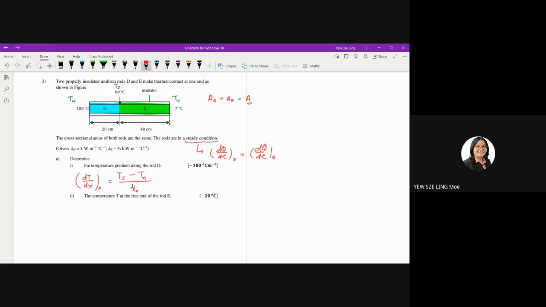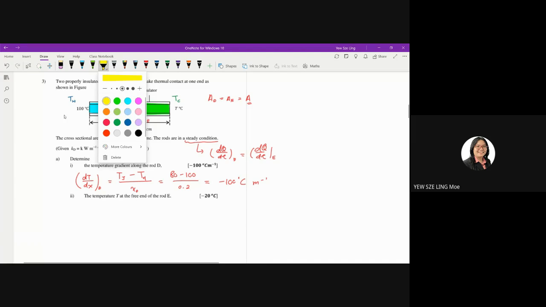You need to be extra careful with the length, because rod D and rod E have different lengths. So I'm going to label them as XD and XE. So it is equal to TJ, which is 80 degrees C, minus the hot end, which is 100, divided by 0.2. So it is equal to negative 100 degrees C per meter. That is the temperature gradient along rod D.